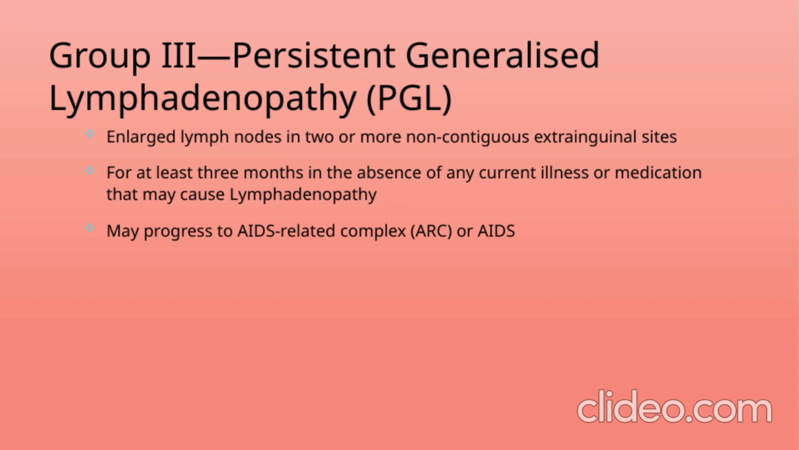So, persistent generalized lymphadenopathy, which we often abbreviate as PGL, is a significant indicator. It's a warning sign that warrants careful evaluation, especially in the context of HIV infection or other immune system issues. Overall, recognizing these patterns of lymph node enlargement helps us identify patients who might be progressing toward more advanced stages of immunodeficiency, and it underscores the importance of ongoing monitoring and early intervention.